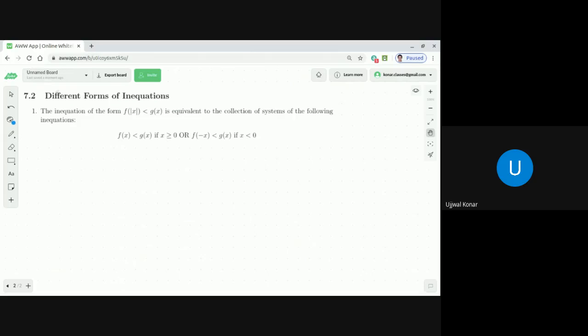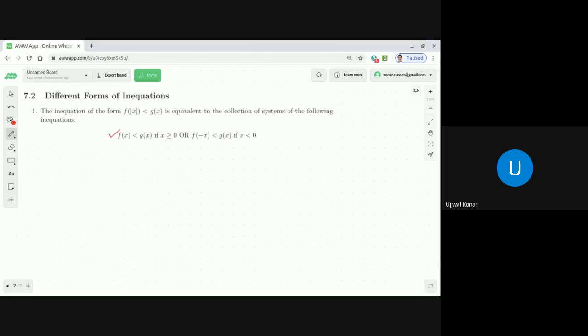if the inequation is of the form f of mod x is less than g of x, then we can conclude that it is a system of inequations: f of x is less than g of x if x is greater than or equal to 0, or f of minus x is less than g of x if x is less than 0. I repeat, f of x less than g of x if x is greater than or equal to 0, or f of minus x less than g of x if x is less than 0.